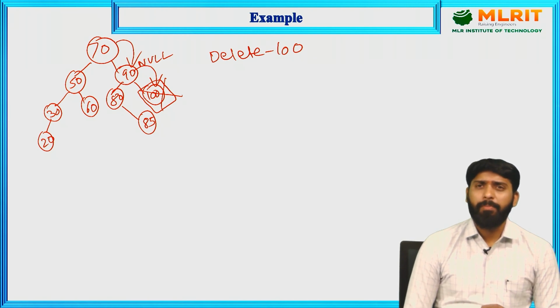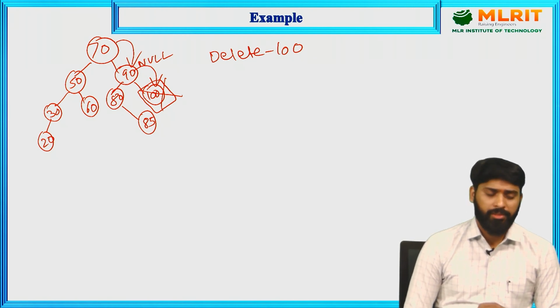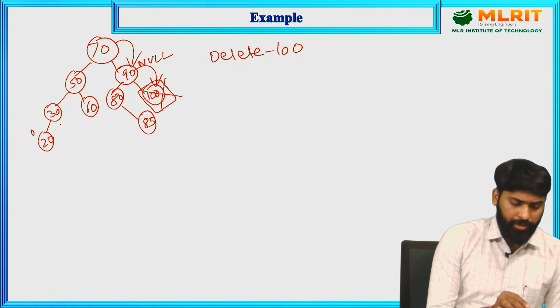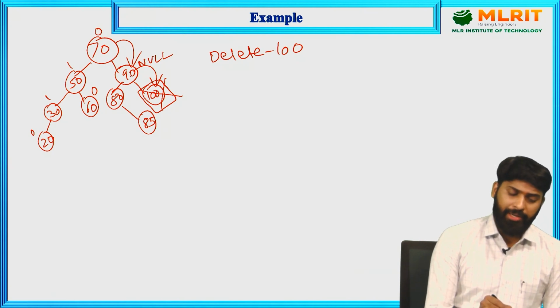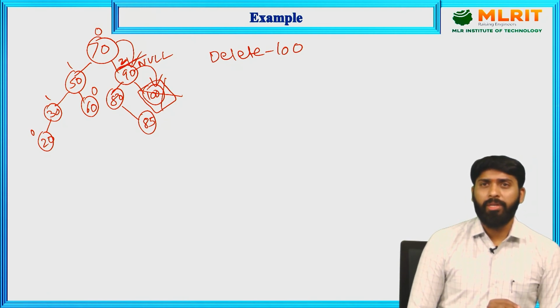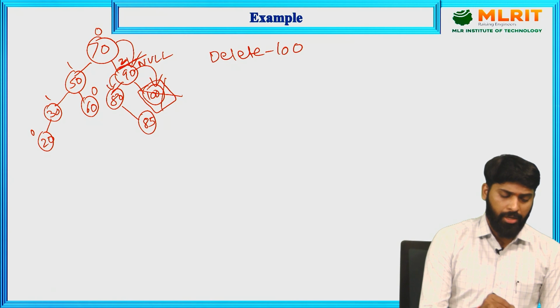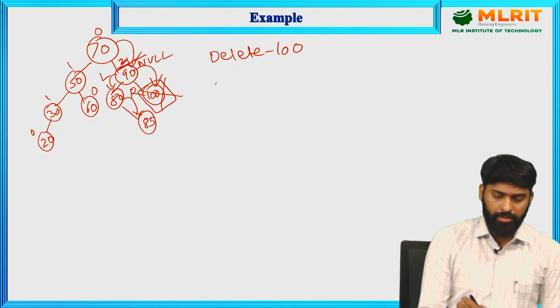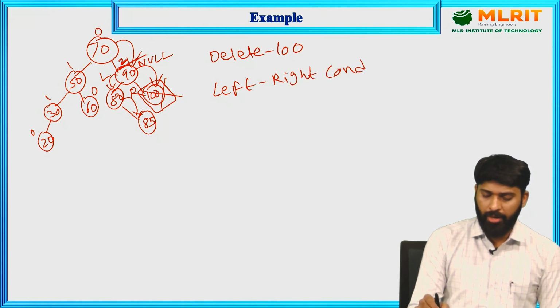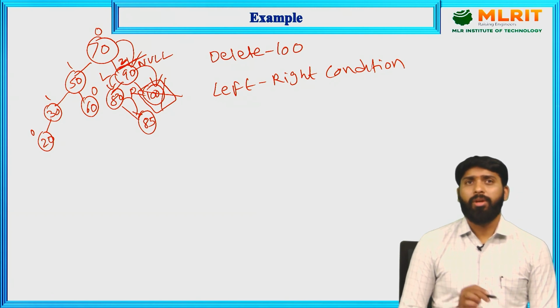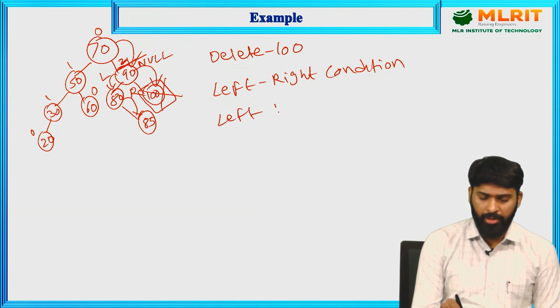Now the second step is to update the balancing factors. For 20 it is 0, for 30 it is 1, for 50 it is 1, for 60 it is 0, for 70 it is 0, for 90 it is 2. So 2 is not allowed. Now, the AVL property is violated in which direction? Left, right. So it is a left-right condition, so the rotation is also left, right.